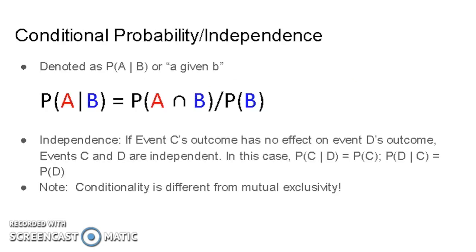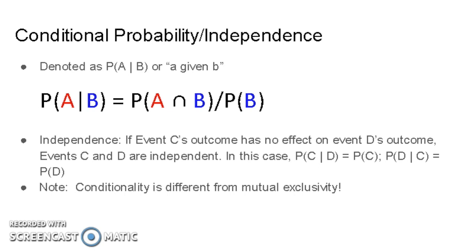Conditional probability is the chance that one event will happen given that another event has happened. We just dealt with this in the multiplication rule. It's denoted as P of A vertical bar B, or A given B. This is on the formula sheet. Independence means that the two outcomes have no effect on each other. If event C's outcome has no effect on event D, then the two events are independent. This is different than mutually exclusive, however. If two events are mutually exclusive, that means if event A occurs, event B cannot occur. For example, you can't be both employed and unemployed.